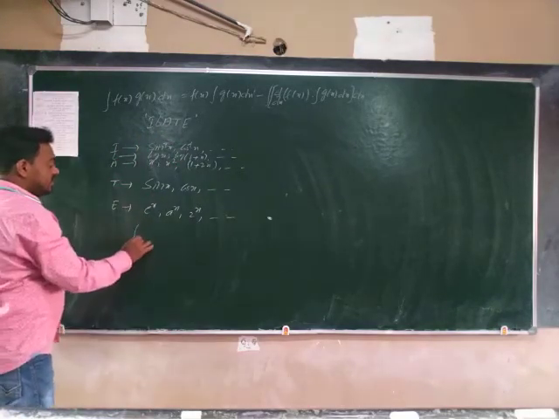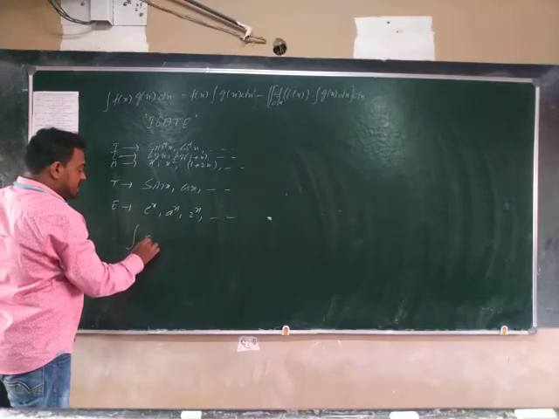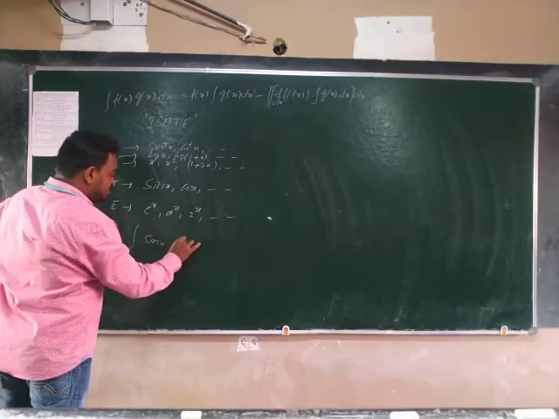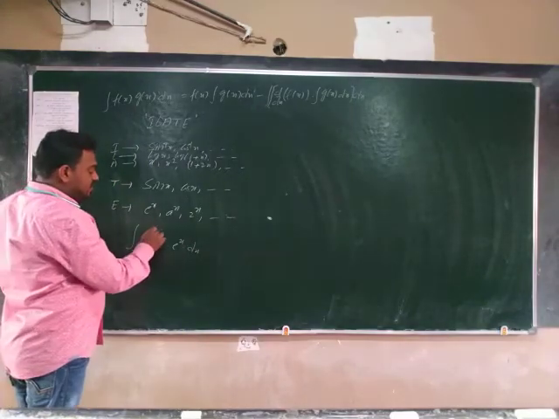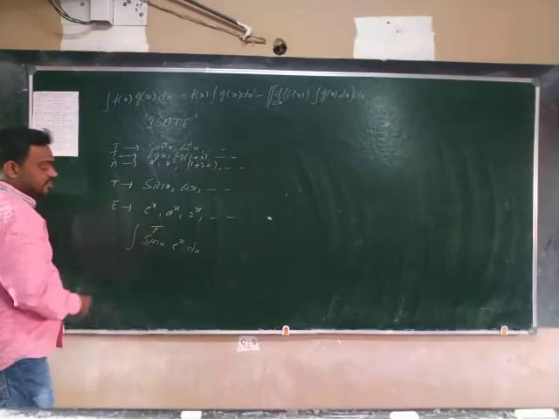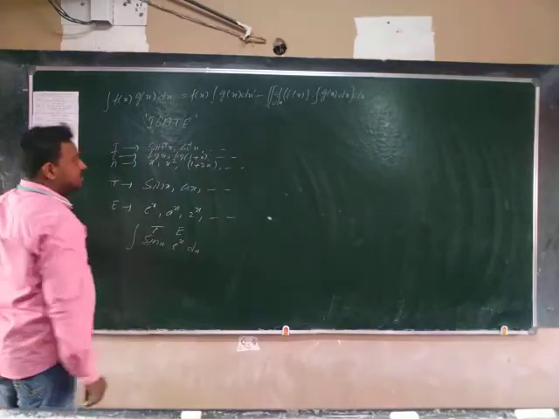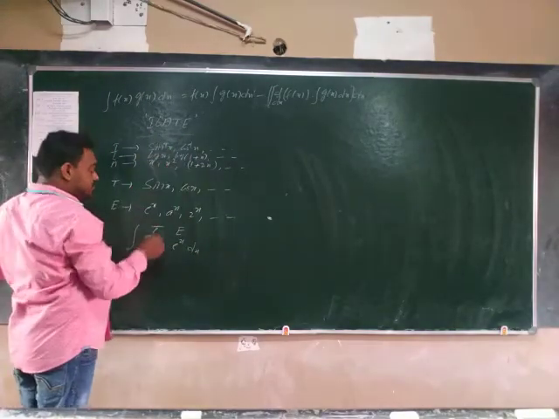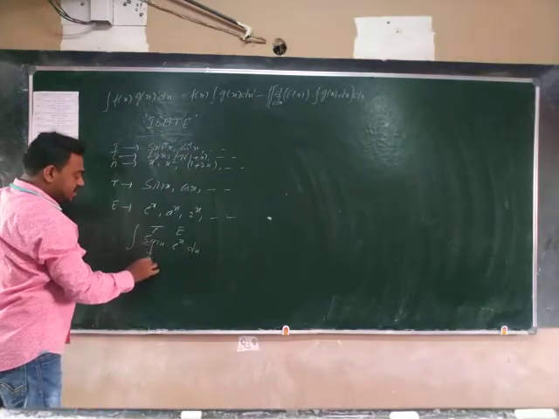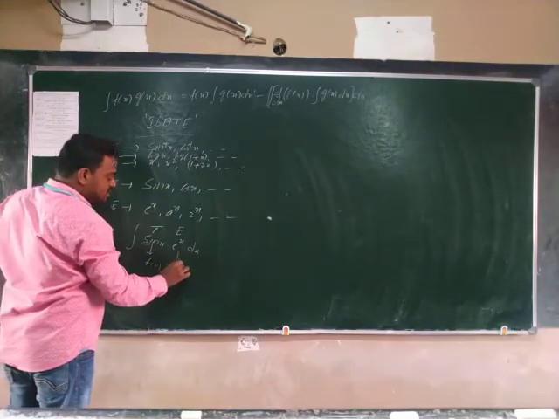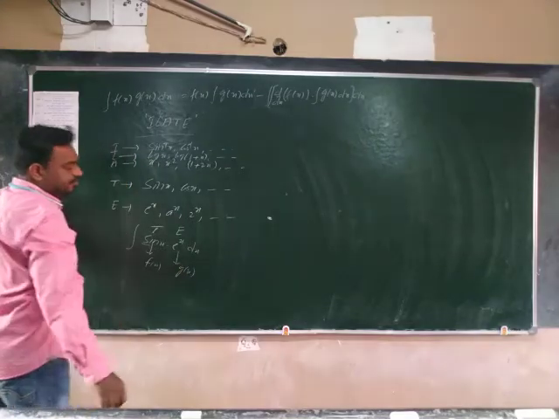For example, you see integration of sin x into e power of x dx is there. Here sin x is the trigonometric function, and e power of x is the exponential function. In this order, which is first, T first or E first? T is first. So we take this as f of x, and the remaining is g of x.